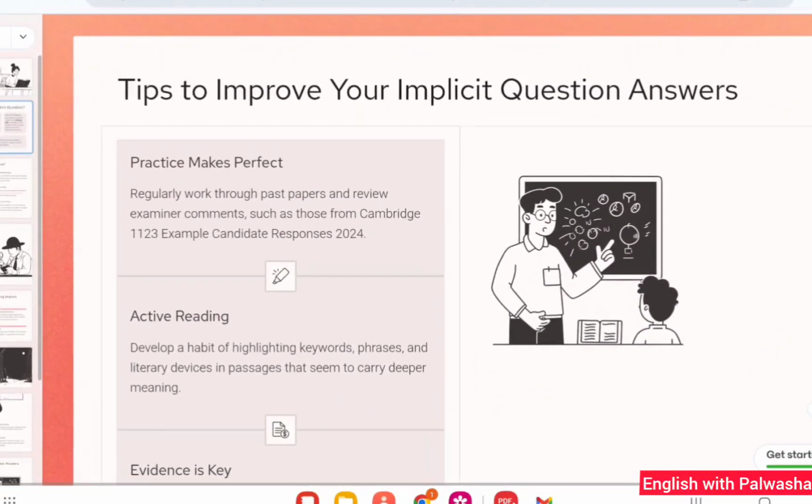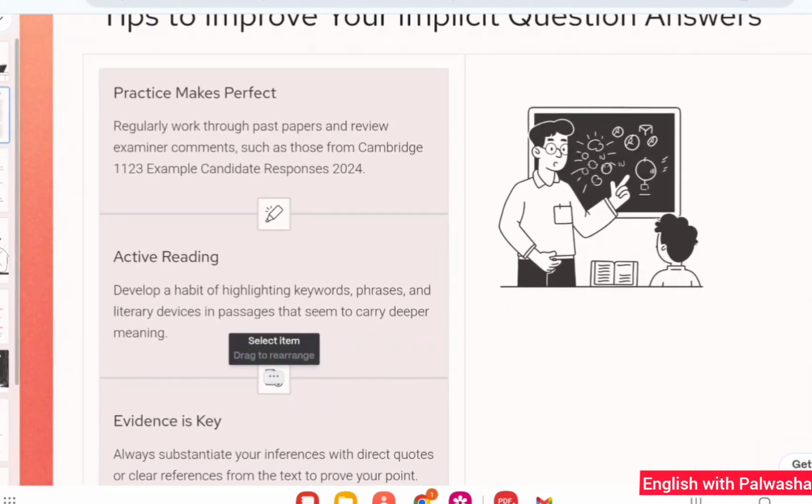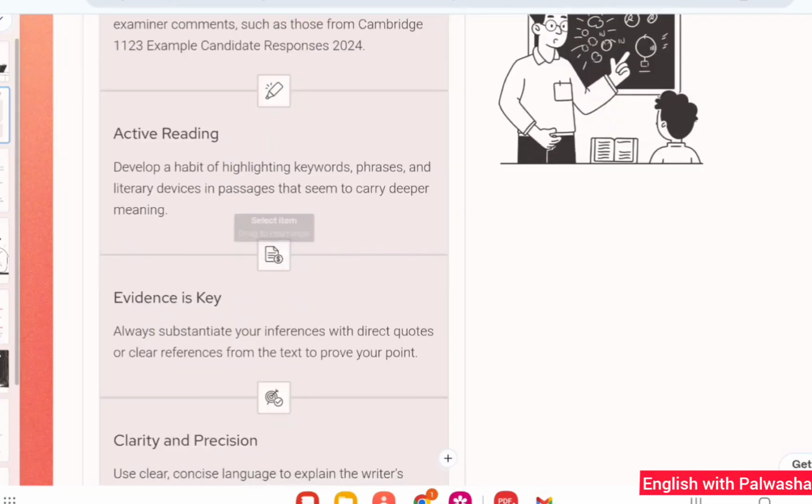Then there are some tips to improve your implicit question answers. Practice makes a man perfect, and that you all know. Regularly work through past papers and review examiner comments such as those from Cambridge. Develop 1, 2, 3 example candidate responses. Please check them out.